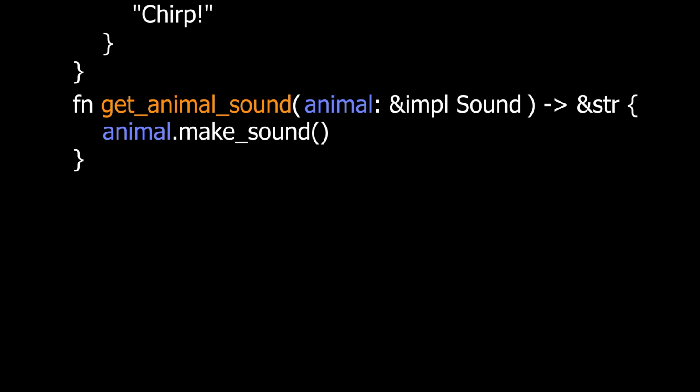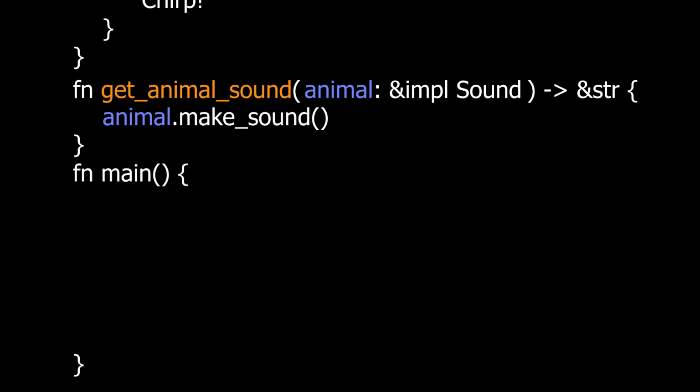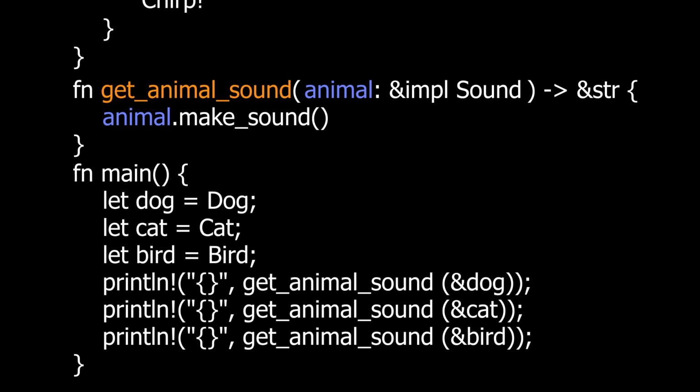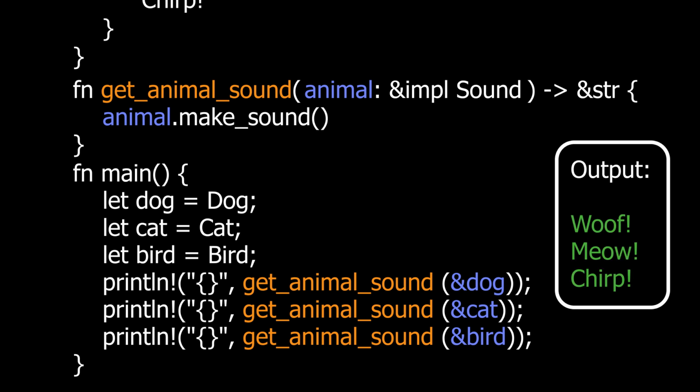So what we can do is reference all types that implement the trait Sound and then simply call the makeSound method. Now in the main function, we can create instances of the types dog, cat, and bird. And to print the sound, we can use the common function and pass the reference of the instance. See, this same function is now accepting all the different animal types, all because the animals shared a common trait. If we run this program, we will get the output like this: woof, meow, and chirp.